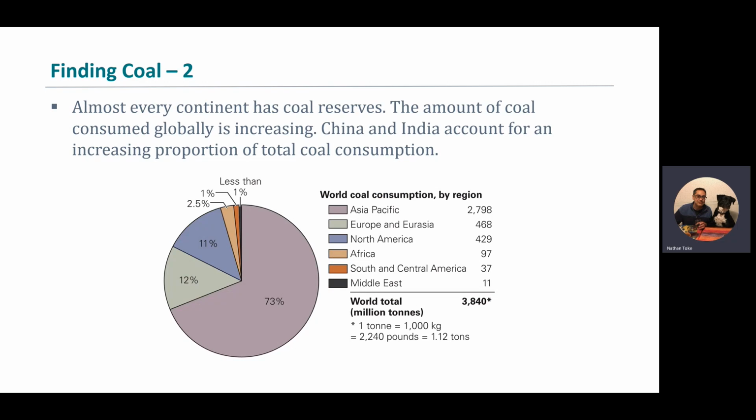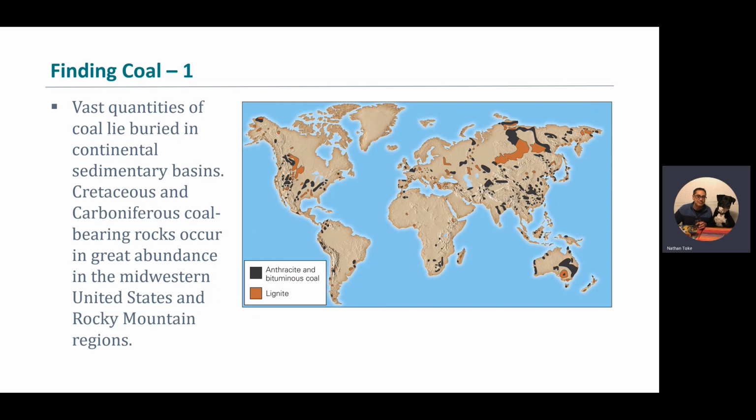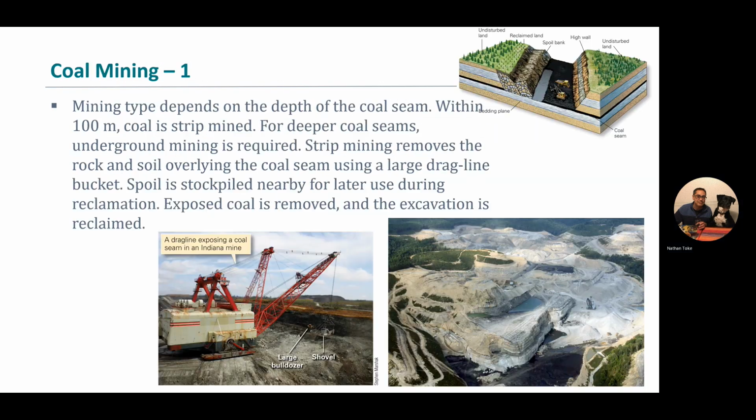Consumption by region. Asia Pacific, 2,798 million tons consumed. North America is high, and Europe is high as well. Africa, no. South and Central America, no. And we can see why. They don't have many reserves.